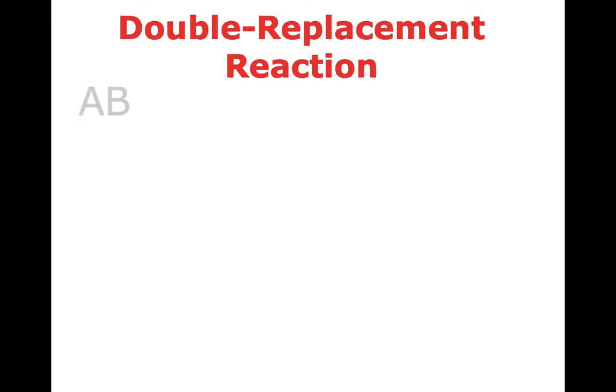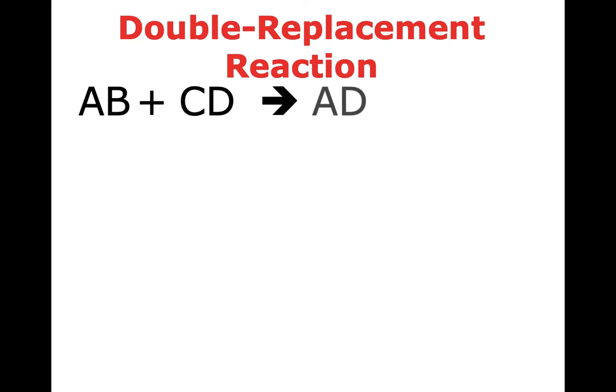A double replacement reaction, in this case we have an ionic compound made of cation A and anion B, and we have another ionic compound made of cation C and anion D. We are going to replace A with C. Like replaces like. So A is going to bond with D, and C is going to bond with B.